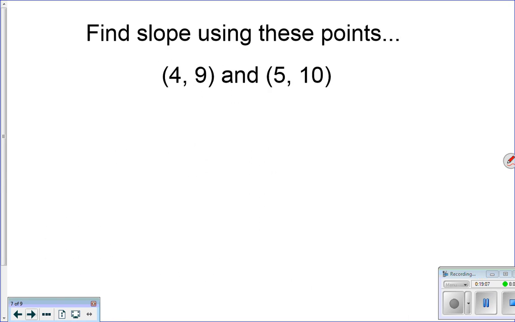Okay, so here are my other 2 points. I have 4, 9, and 5, 10. So first thing I'm going to do is label point 1 and point 2. And then I'm going to label my x's and my y's because I have to make sure I know which ones those are. X, y, x, y.